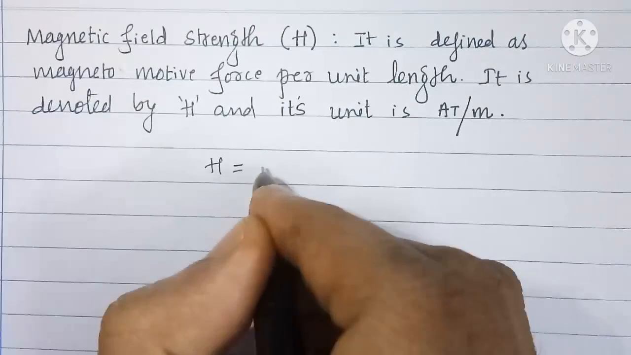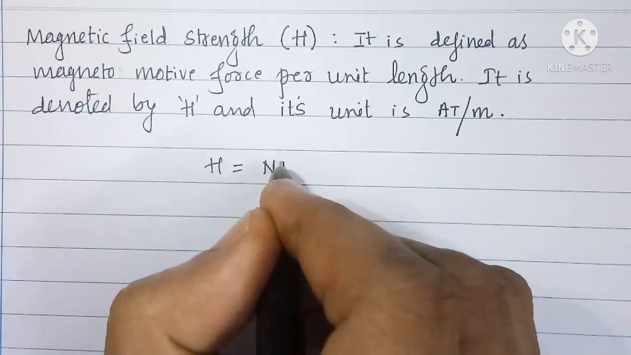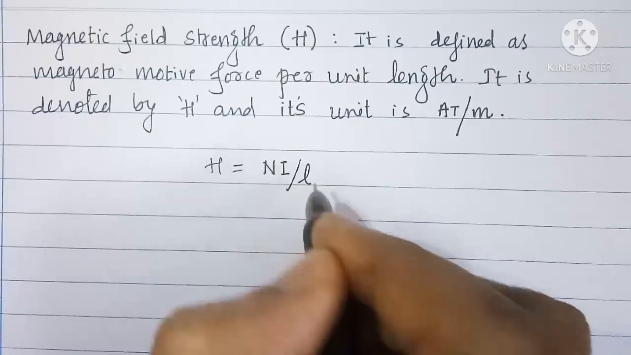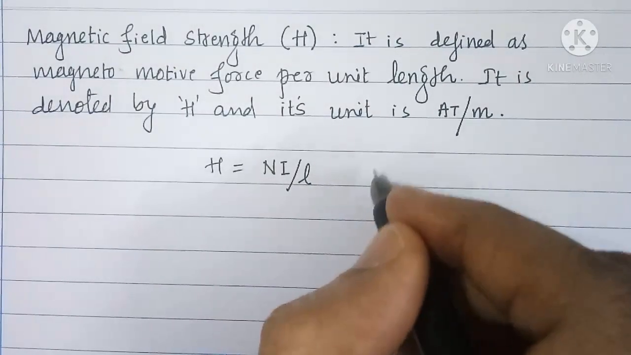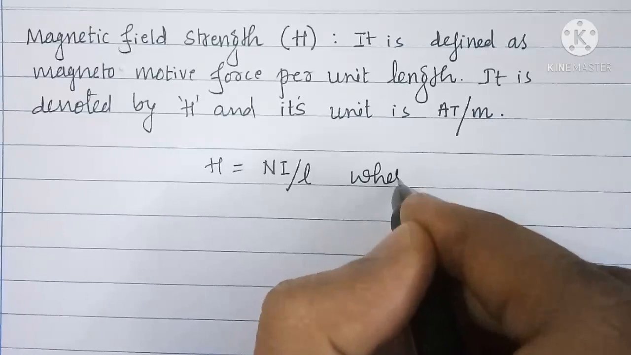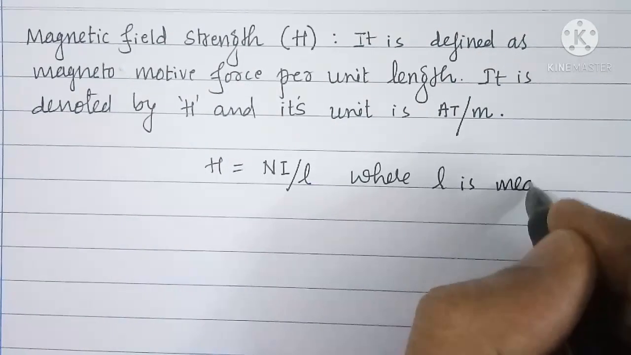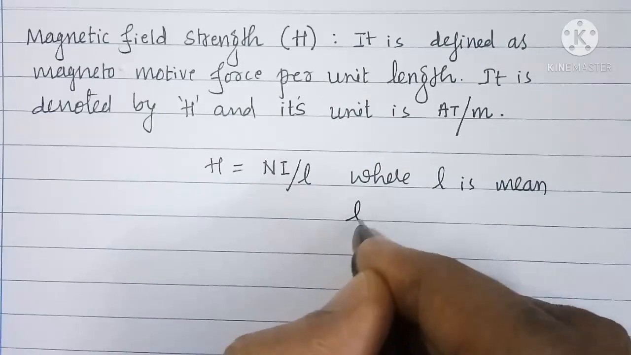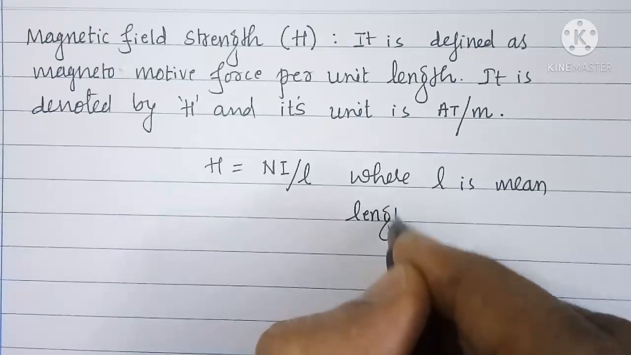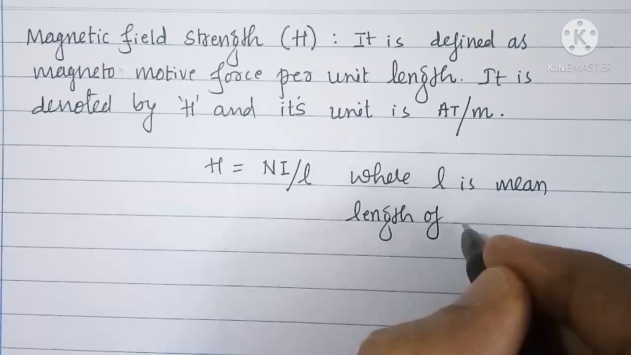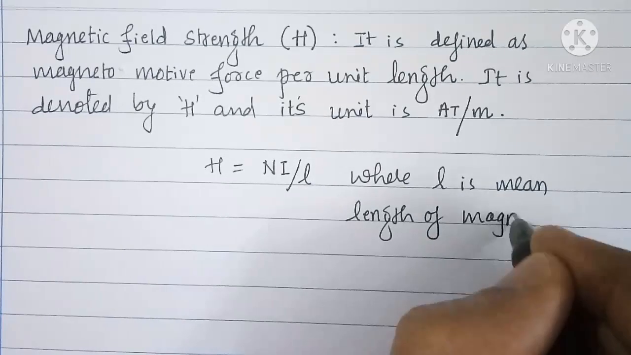So H is equal to Ni by L, where L is mean length of magnetic circuit.